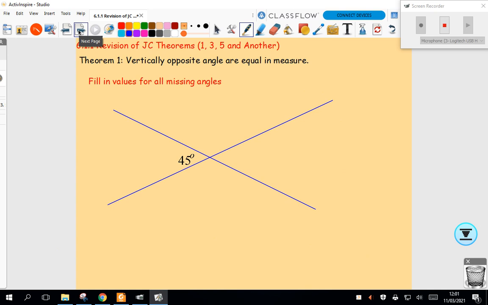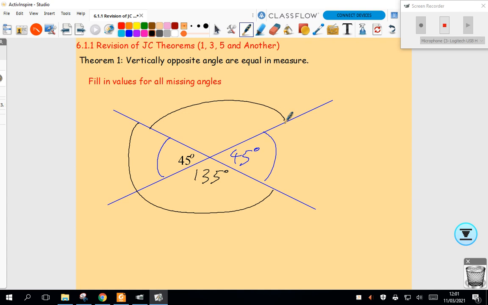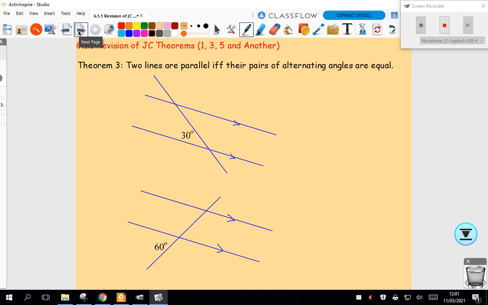Fill in all values for all missing angles. Well, this is the vertically opposite angles theorem. That 45 is opposite this one, so that has to be 45 degrees. Note together, these two angles form a linear pair, which means this has to be 180 minus 45, which would be 135 degrees. And again, that's my vertically opposite angle. Pairs of vertically opposite angles are equal, so that has to be 135 degrees. Really straightforward. Two lines are parallel if and only if their pairs of alternating angles are equal. This is theorem number 3.